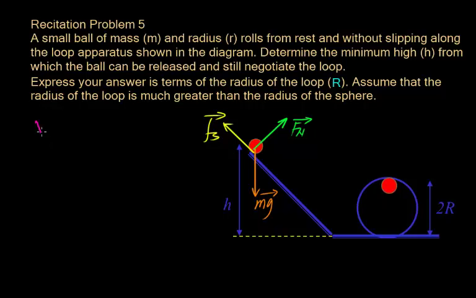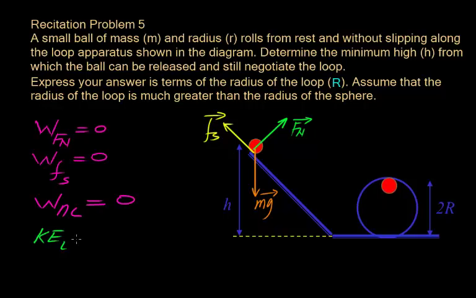We know that the work done by the normal force equals 0 because the normal force is at all times perpendicular to the displacement of the ball. The work done by the static friction force is always 0 because static friction forces do not do work. As a result, the only remaining force is mg, which is a conservative force. Conclusion: the work done by the non-conservative forces, which are Fn and the friction force, equals 0. This conclusion allows us to use the conservation of energy relationship.